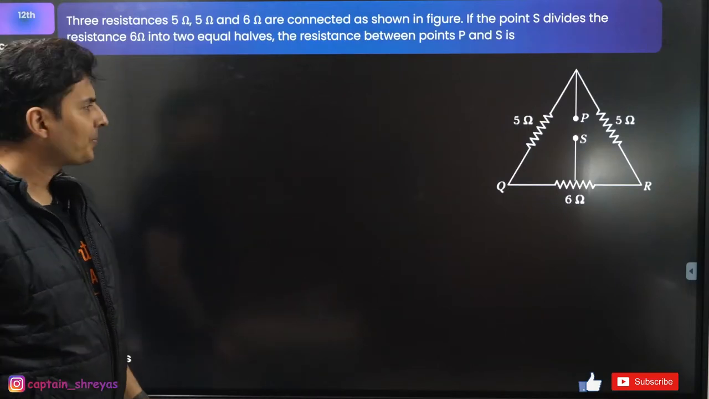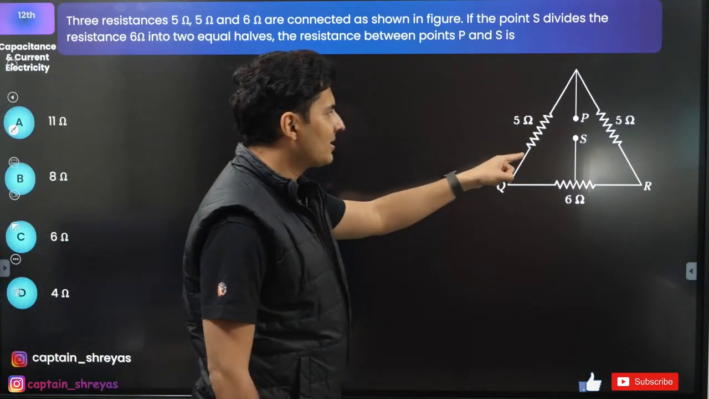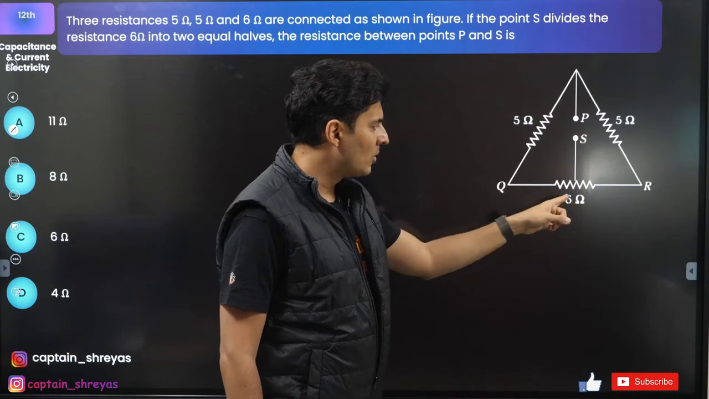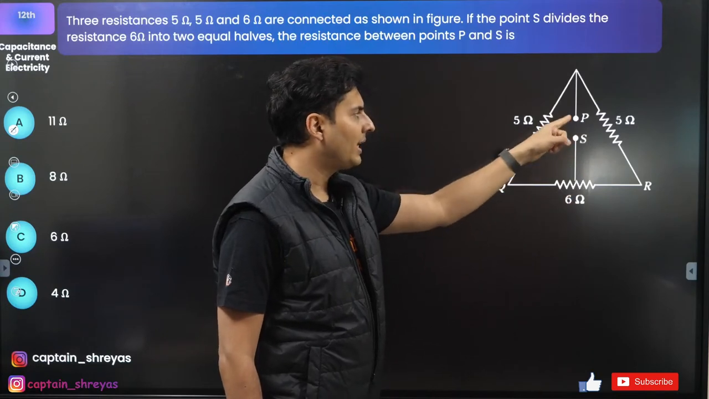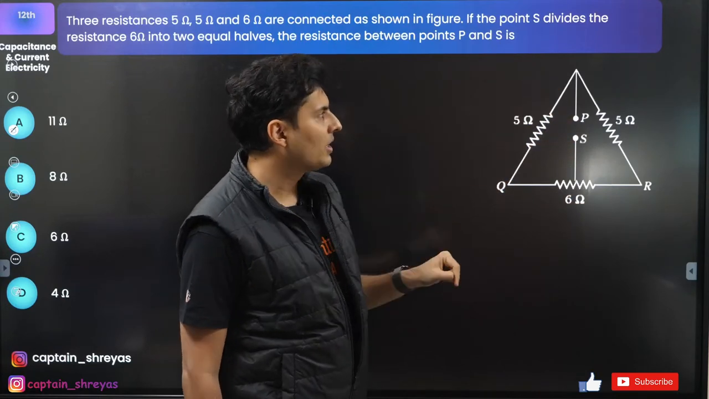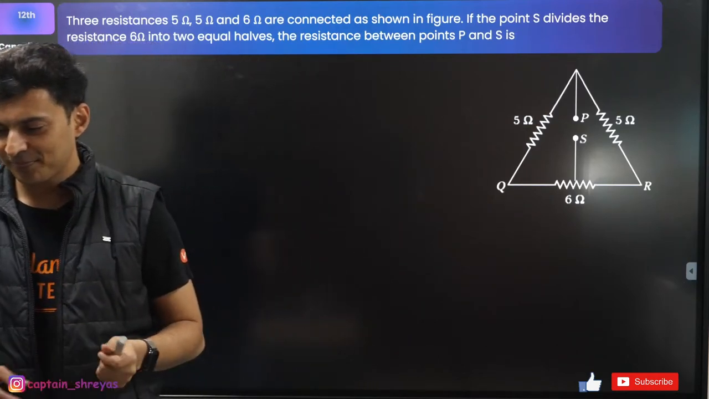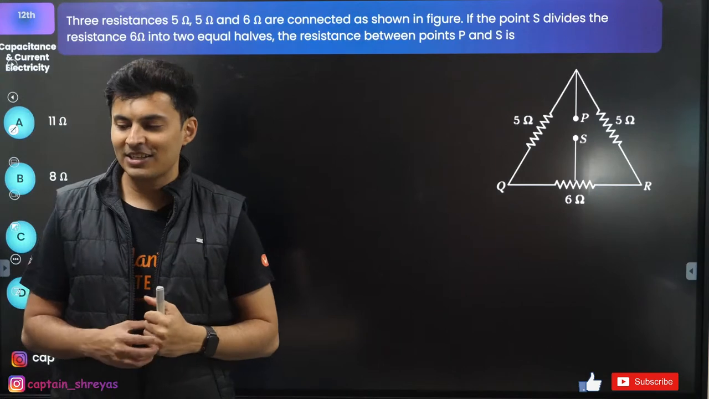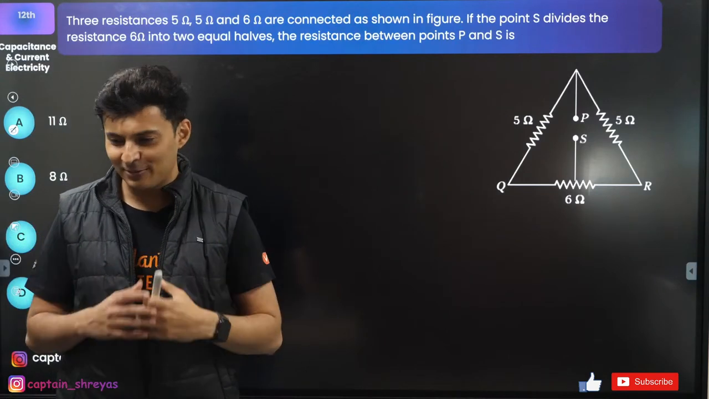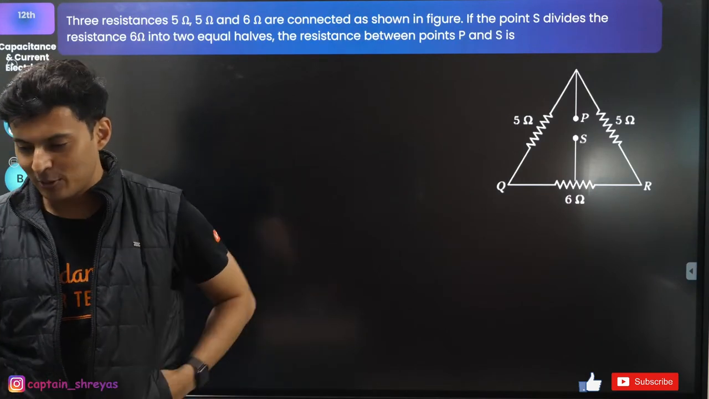Look at this question. 5 ohms, 5 ohms, 6 ohms. From between, you take a point S and there is another point P from here. The question is, what's the equivalent resistance of this? What type of connection is there? Obviously it is parallel. Very good. And I hope you answered it correctly.